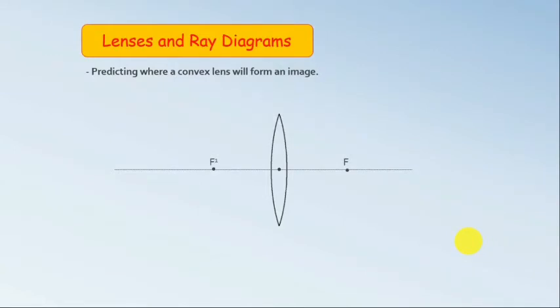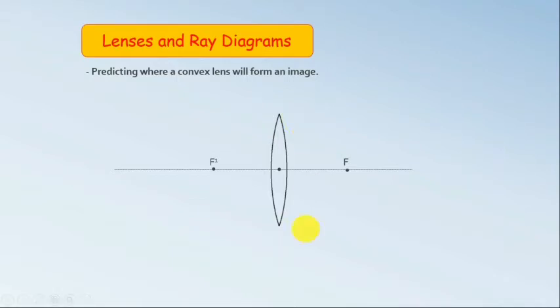Now we want to start with the most important part in this lesson. What is it? The ray diagram. Why is it important? Because always in your exam they ask you to draw a ray diagram of a lens. Let's understand and see step by step how to draw an image formed by a lens.